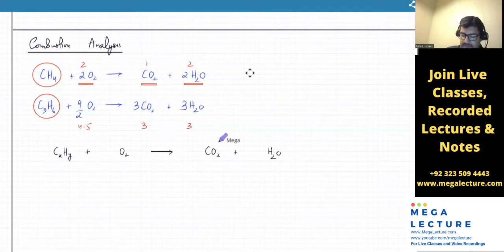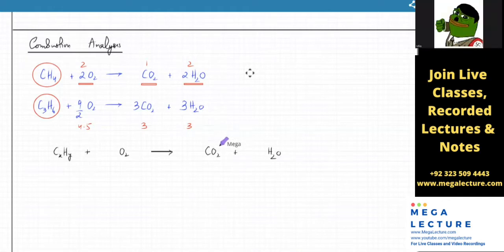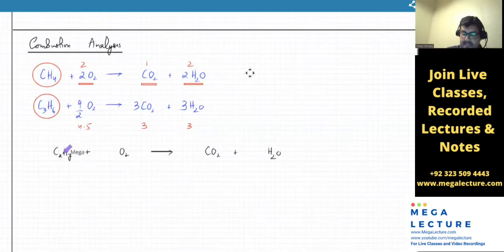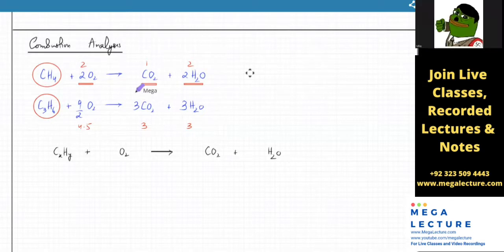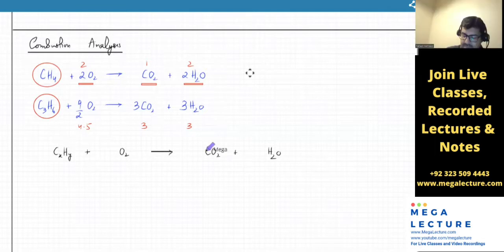So how many carbon dioxides should I have in this one? If I have CXHY and I burn it, if I try to balance it, how many carbon dioxides would be produced? Remember, there's an X over there. Now look at the equation above. If you had 3 carbons, how many carbon dioxides did you have? You had 3 of them, right? So if you have X carbons, how many carbon dioxides would you have over here? That's going to be X. Okay, clear?